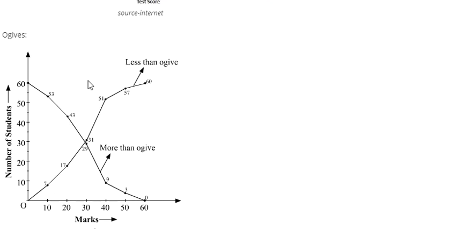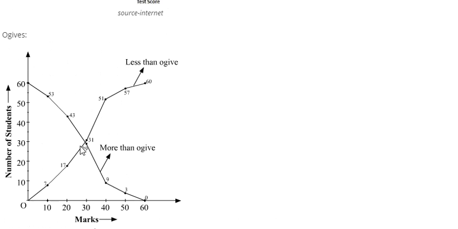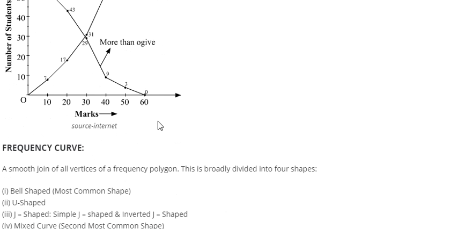Ogives are constructed from the cumulative frequency. If less than cumulative frequency, then less than ogive. If more than cumulative frequency, then more than ogive. The two ogives when plotted on the same graph intersect at the median. So this will give you the median, approximately 30 is our median here. The intersection point will be the median. So ogives give you median, histogram gives you mode, and frequency polygon gives you nothing.